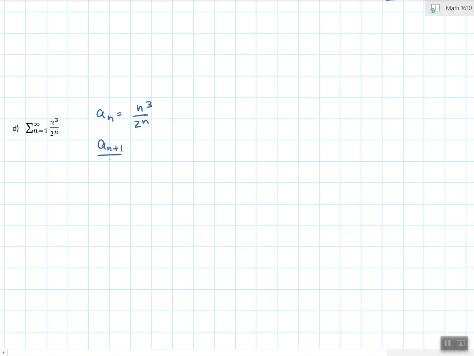Therefore an plus 1 over an would be n plus 1 cube over 2 raised to the power n plus 1, and then the denominator gets flipped and I get this. And by now you can see that you would have n plus 1 over n cube. So basically I'm taking this term and this term, putting it together, and then this and this leaves me with 1 over 2.